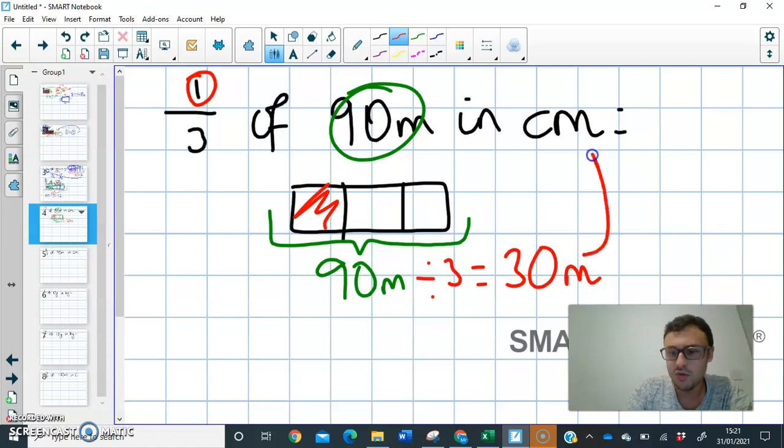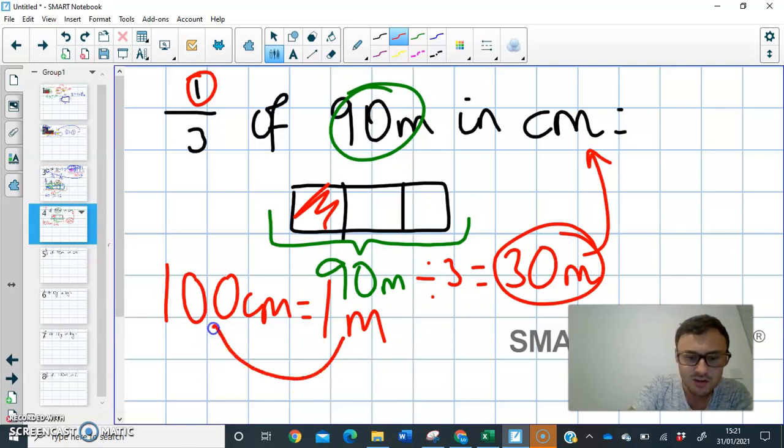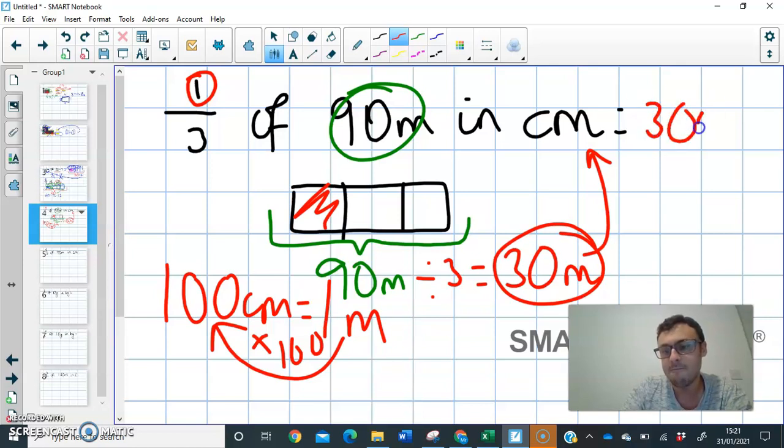Now, the question, though, wants the answer in centimeters. So I need to know that 100 centimeters is 1 meter. So to convert my 30 meters to centimeters, I need to times it by 100. So I'm going to times 30 by 100, which is 3,000 centimeters. And that would be my final answer.